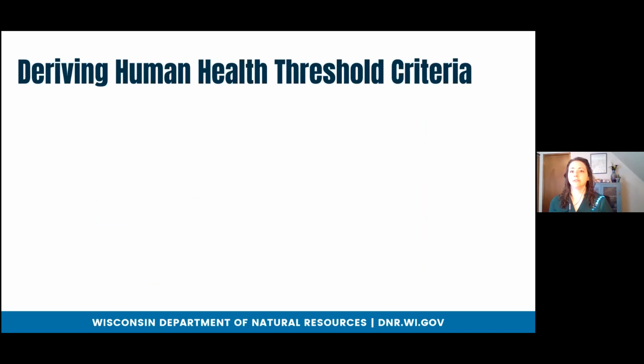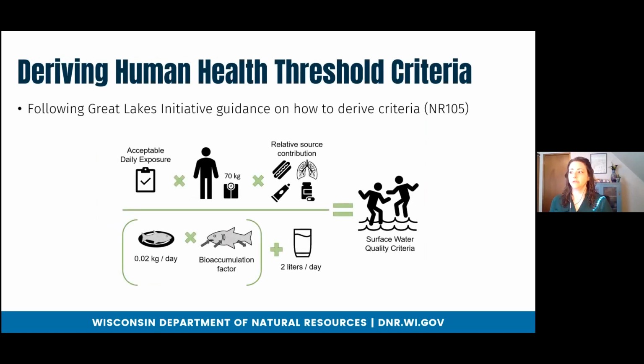So we have a standard equation that we use to develop threshold criteria. It has a lot of different parameters that go into it, as you can see. But what I really want you to take away from this is that several of these parameters are specified in our administrative code. We don't derive different values of these for each pollutant that we're developing criteria for. We do, however, have 2 pollutant-specific parameters that go into developing these criteria.